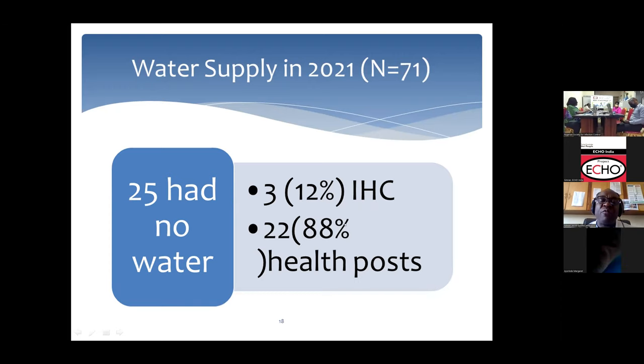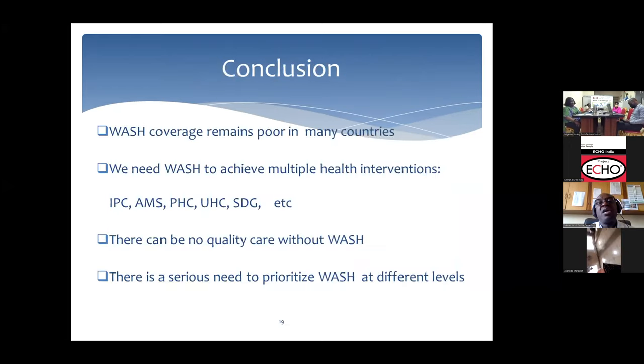Now, even those facilities that have water, we discovered that many of them do not have water at certain periods of the year or certain times of the day. The water was not continuous, it was not regular. And therefore, most of the facilities that were even considered to have water did not meet the WASH standard. Now, to conclude, these results point to the fact that WASH coverage remains poor in many countries, including Cameroon.